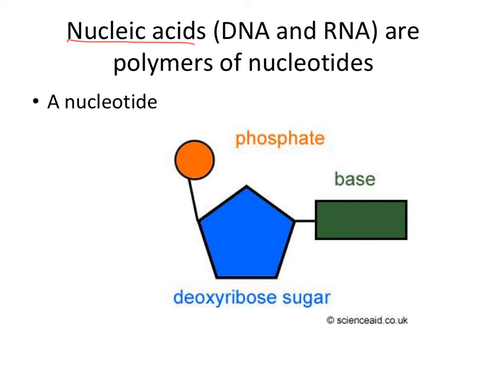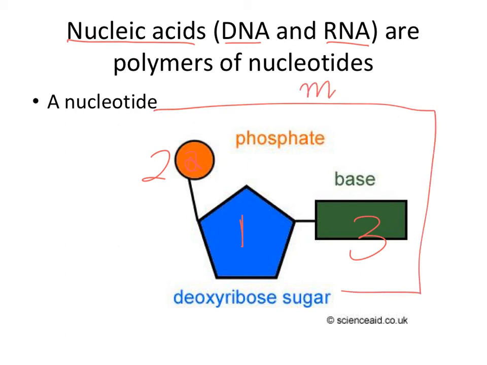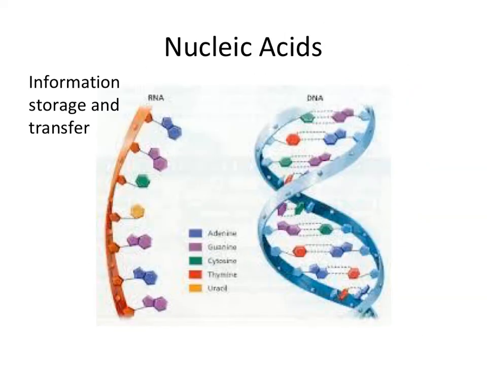So nucleic acids, you're probably used to DNA, but there's also ribonucleic acid. And nucleic acids consist of 3 parts: a ribose sugar, a phosphate, which is number 2 there, and a base. So those are the 3 parts. This here is a monomer, okay? So this is the monomer. A nucleotide is a monomer. These are polymers.